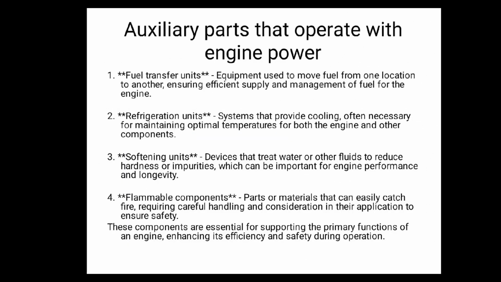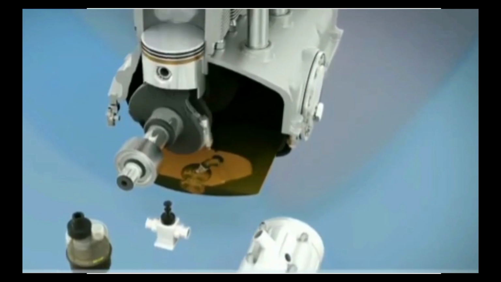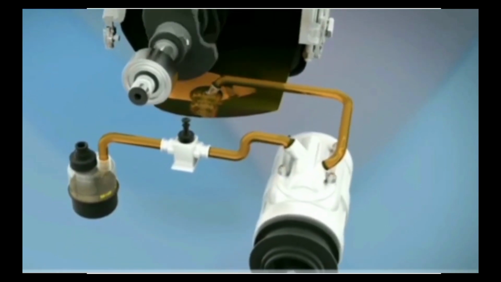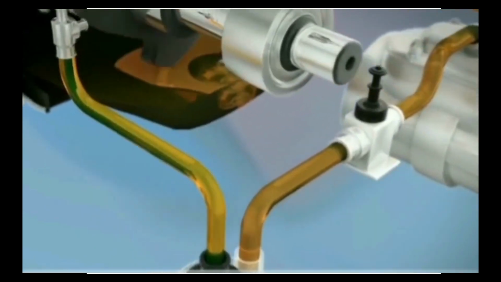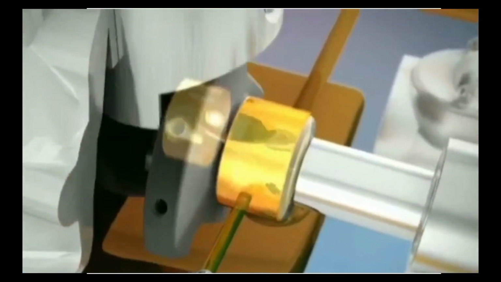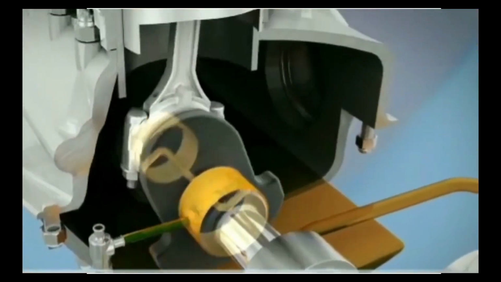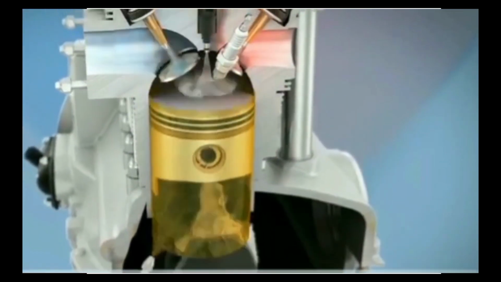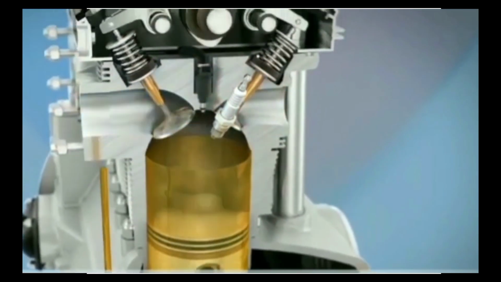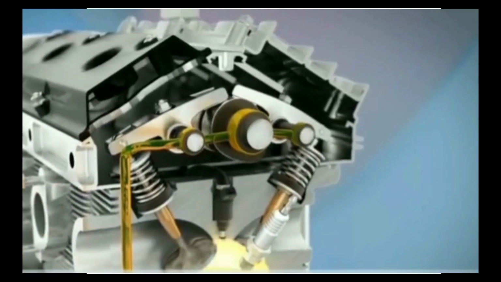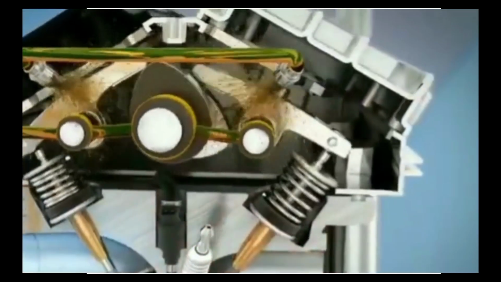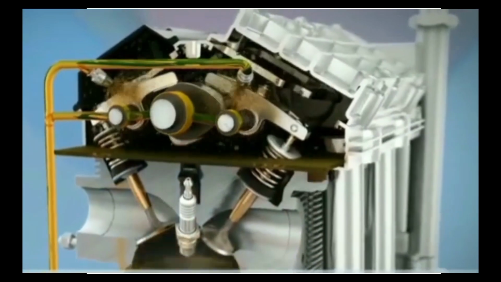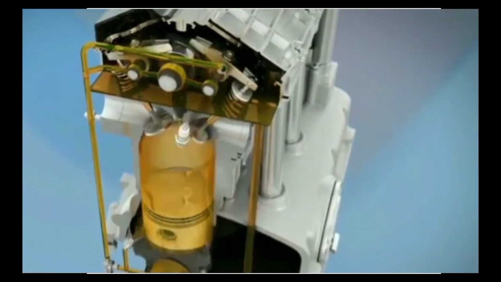Moving on to the softening unit, this device plays a crucial role in treating water and other fluids, reducing hardness and impurities that can impair engine performance. By ensuring that only high quality fluids circulate within the engine, the softening unit enhances both efficiency and life. So the main purpose is reducing hardness and impurity, treating water and other fluids so they can enhance both efficiency and lifespan. And the fourth is flammable components.